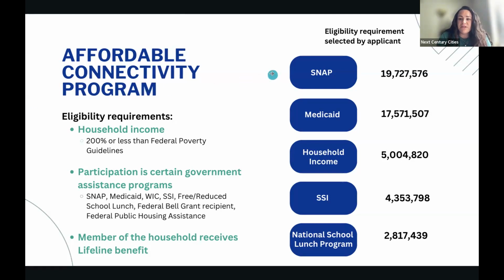So when we look at eligibility requirement, you have to note that this is selected by the applicant. So this is not selected by any organization, but the applicant themselves when they're enrolling for the program. The majority of enrollments are coming from a SNAP eligibility. So over 19 million. Just underneath that are those that qualify for Medicaid. And then as you go down, you can see that enrollment drops down with household income eligibility requirements, Social Security requirements, and National School Lunch Program. But that is a good number when we look at a national number, but the majority are coming from the SNAP eligibility.